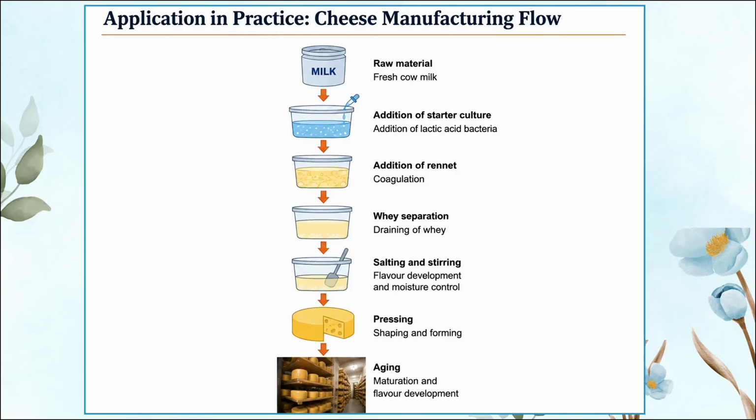After that, we have the salting and stirring process for improving the flavor and moisture control. And next is pressing. For that, we can shape the cheese and form it. Finally, we can do aging for the maturation and flavor development.